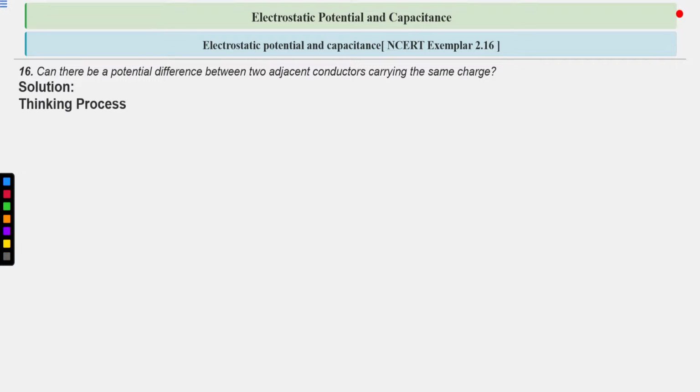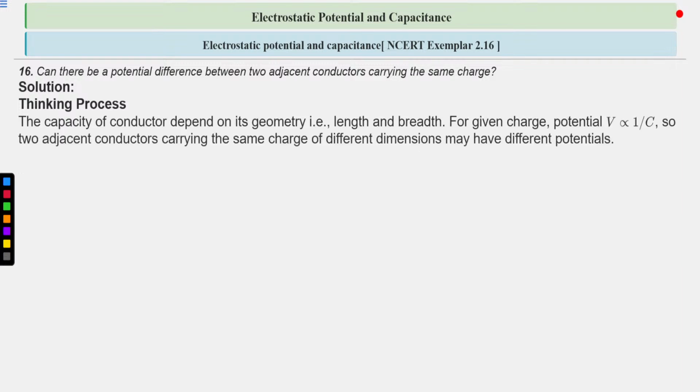So what is the thinking process for this question? The capacity of a conductor depends on its geometry. We know the capacitance of a parallel plate capacitor we have seen. Also, if there is only one conductor, then the capacity of this conductor to store charge depends solely upon its geometry. So the dimensions of the conductor, that is length and breadth and any other measurement, the capacity depends on that.